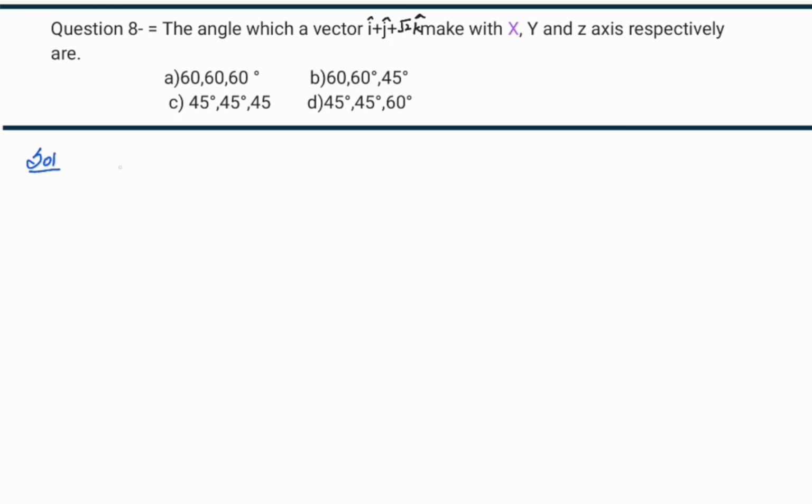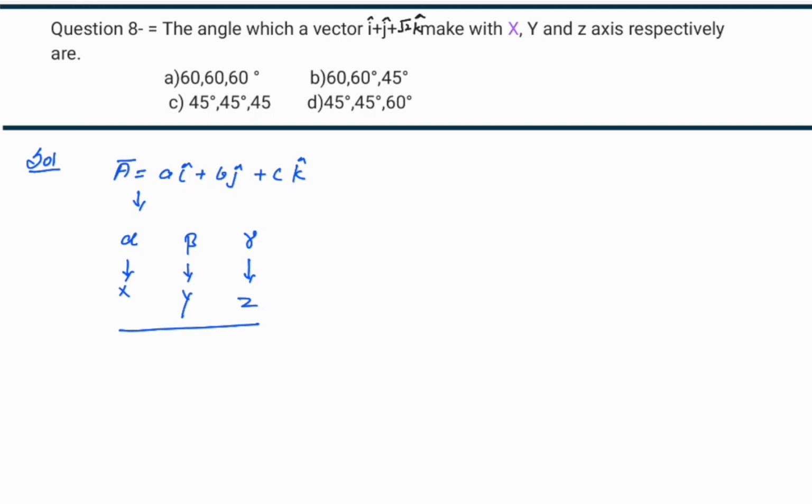Okay, suppose we have a vector A I cap plus B j cap plus C k cap. I am taking one example. We have a vector like this, and this vector makes an angle alpha from the x-axis, beta from the y-axis and gamma from the z-axis. Now how do we find the angle of the given vector from the x-axis, y-axis, z-axis?